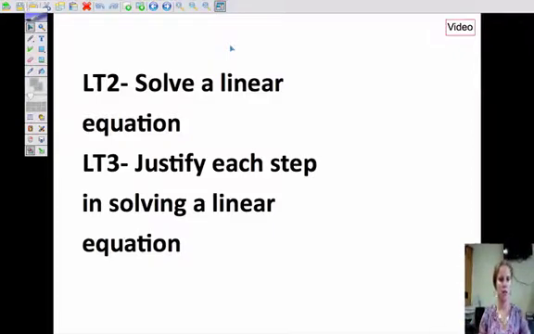Alright guys, the second video here is LT2 and 3. We're going to cover two learning targets in this video, just because they really go together. Learning target 2 is solve linear equations. Learning target 3 is justify each step in solving a linear equation. So they go hand in hand.